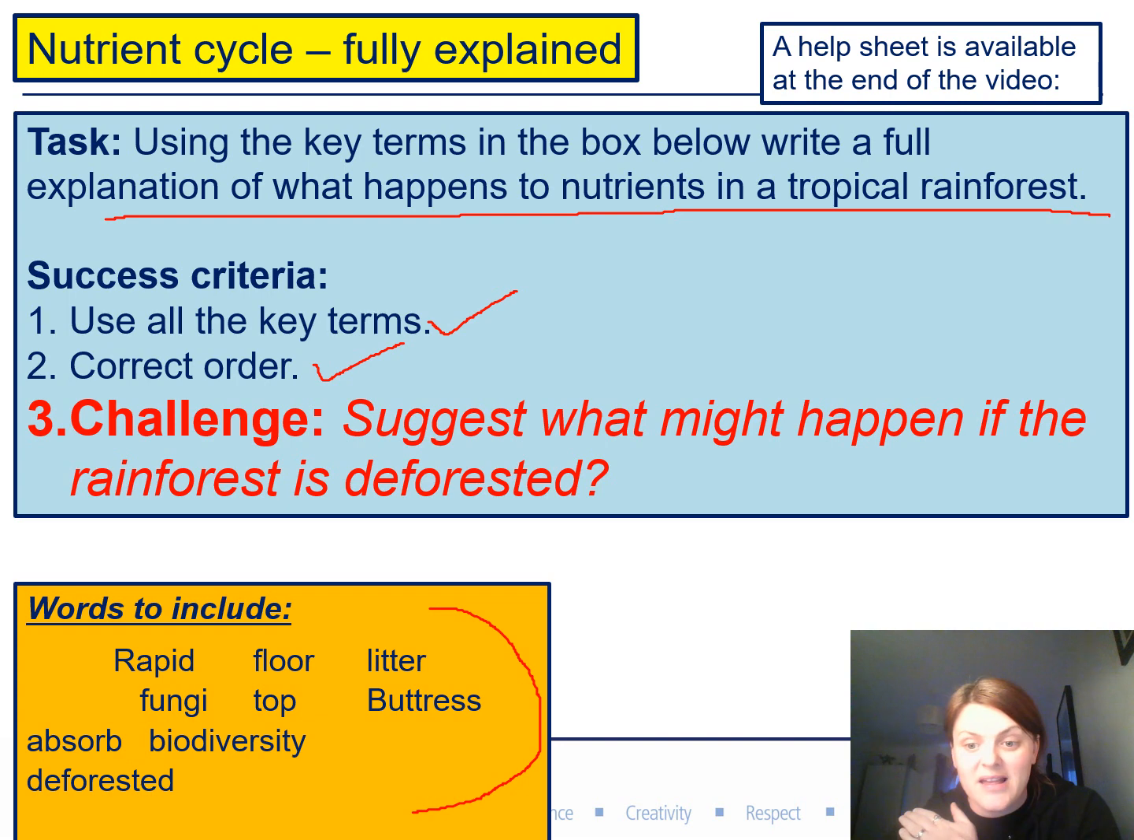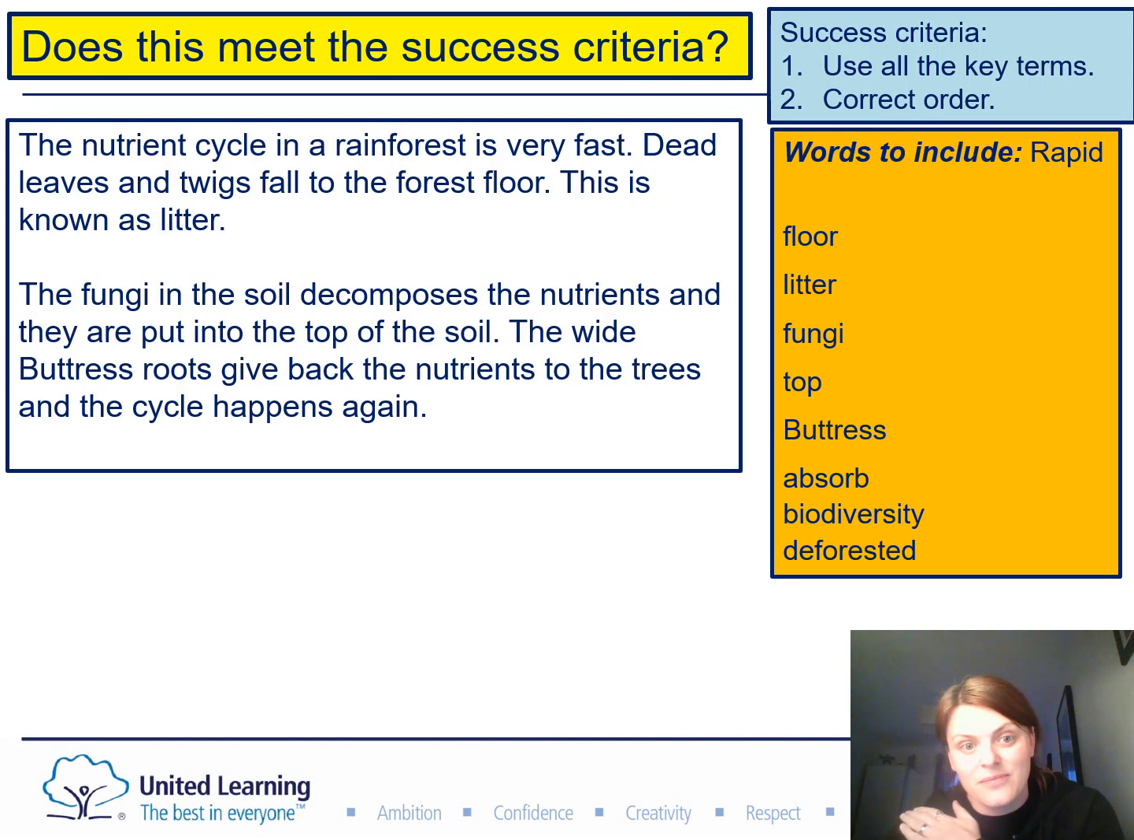Right, before we get started, let's have a look at an example. So does this meet the criteria? Does it use all the key terms, and are they in the correct order? Have they also done the challenge?